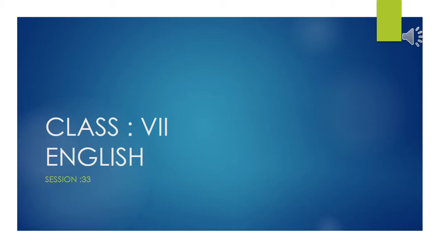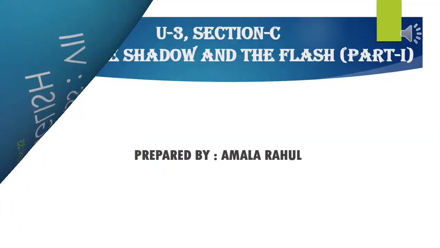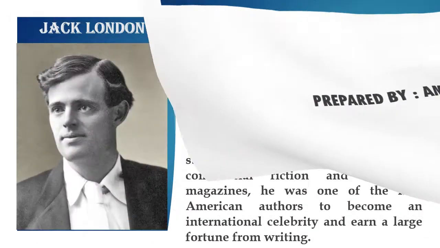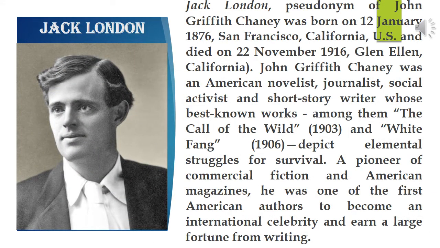Welcome to a new session in English. In this session, you are going to study Unit 3, Section C, the first part of the lesson The Shadow and the Flash by Jack London. Before starting the lesson, let us know more about the writer.